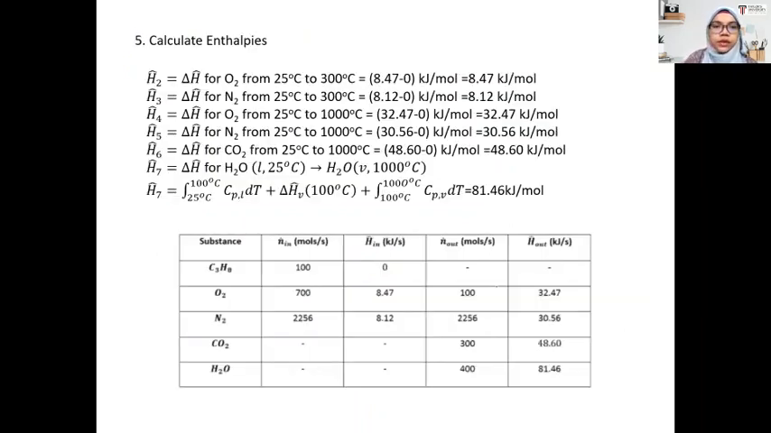And then for H2 here, from 25 degrees to 300, you may refer to the reference table at this temperature and you can get this value. Same goes for the rest. And then for water, it changes phases and also temperature, so you perform this: start from the reference temperature to the boiling point of water, and then we have the heat of vaporization, and from 100 to 1000 we can get this value. The Cp you may refer to the reference table here.